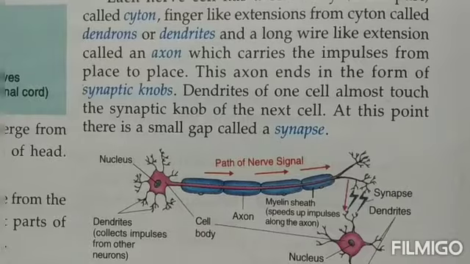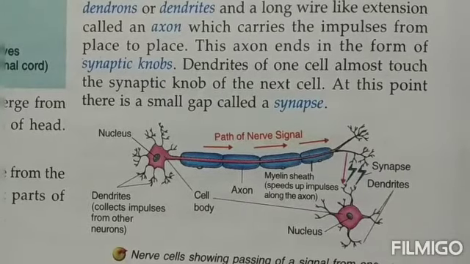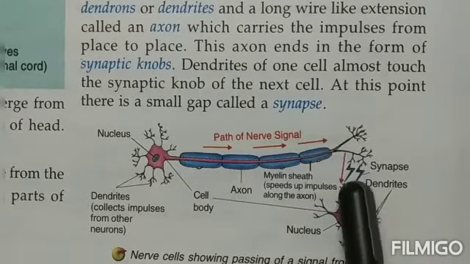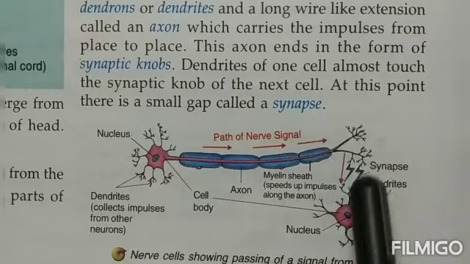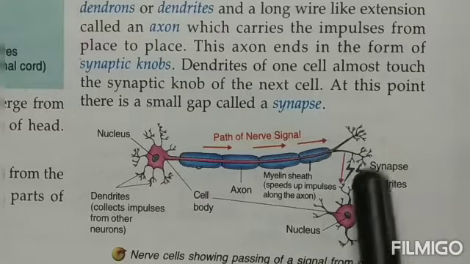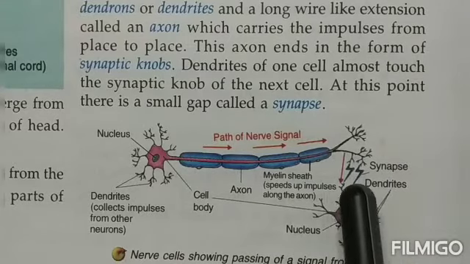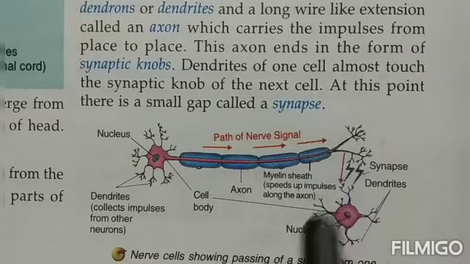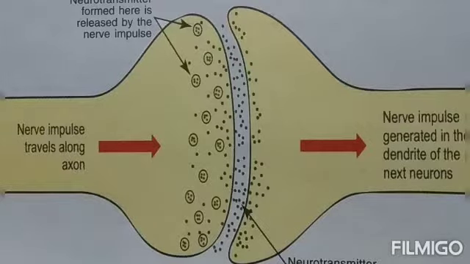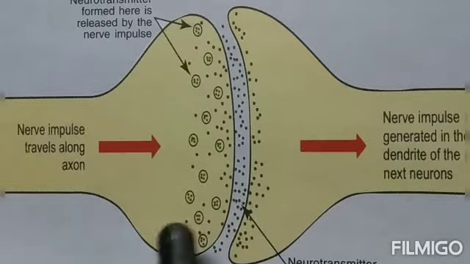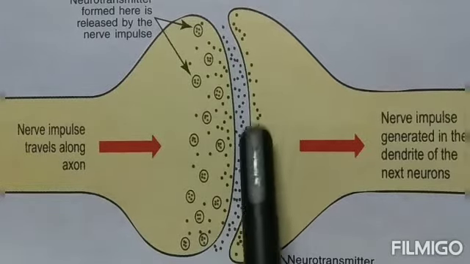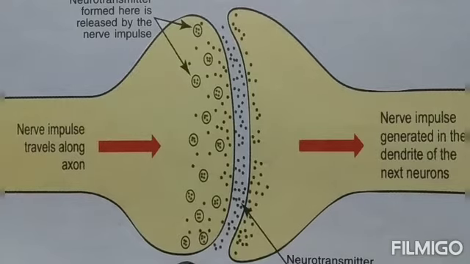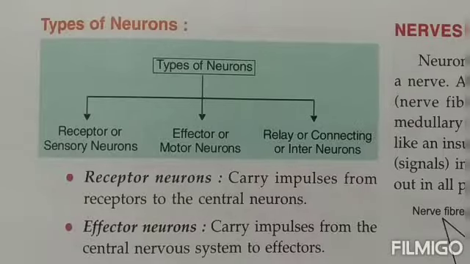Now, very clearly you can see the synapse in this picture over here, children. See, the synapse is there and these are the dendrites of the two neurons. And the small gap between these two is known as a synapse. Now, this is also one picture which is showing a synapse. Now, this small gap which is there is known as the synapse.